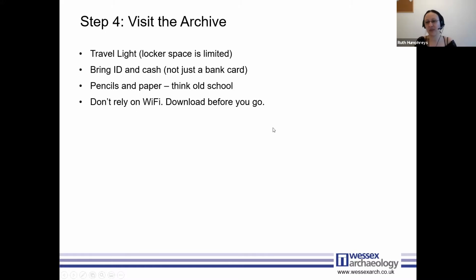Don't rely on them having Wi-Fi as well. If you do take a laptop or a tablet and you've, say, got some modern maps that you thought, oh, I'll put that tablet there with a picture of the modern map or the aerial photograph, and I'll see if I can see it on the historic map I've got on the table. Download it before you go. I speak from personal experience.